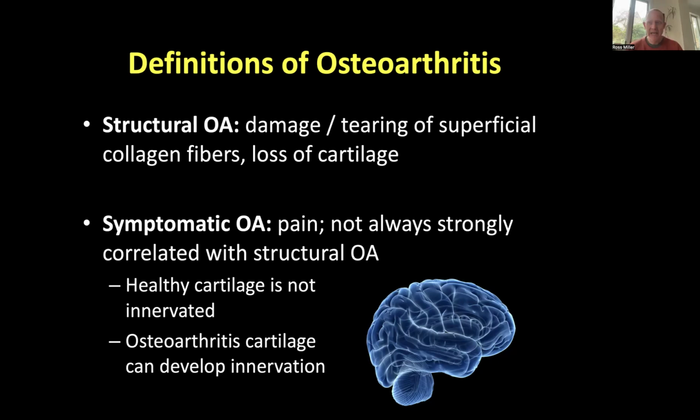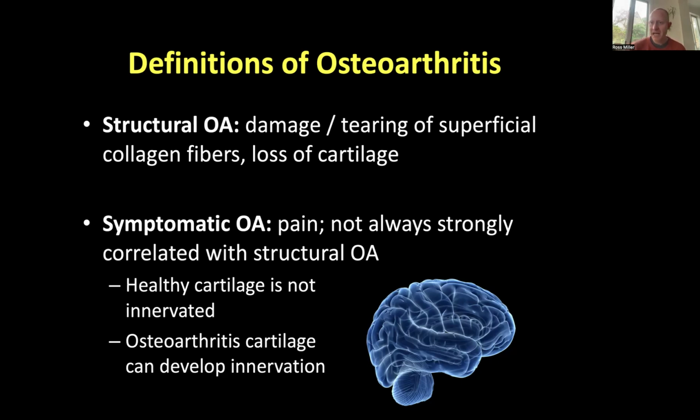Cartilage in a healthy state is not innervated. There's nothing in it telling it that, oh, hey, you're squishing me. I don't like that. I'm going to generate a pain signal, because cartilage is supposed to be squished and deformed. That's its job. That's its role in the body.